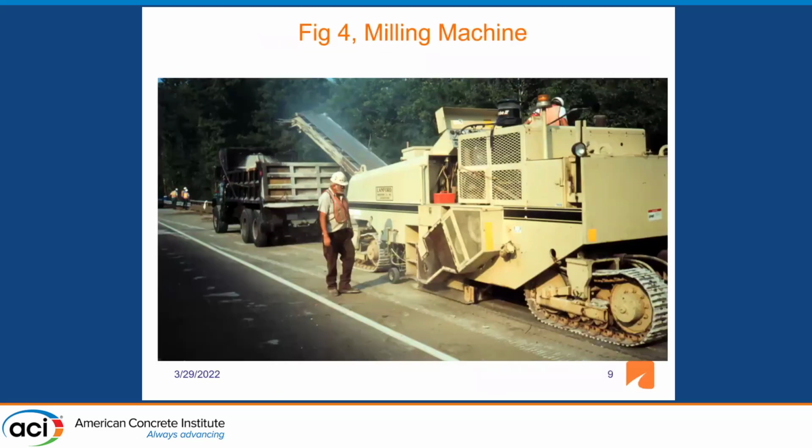Impact hammers are being used. This is a milling machine, and you've got a rotating drum inside of here. This is the most common way historically for removing concrete on bridge decks. Say 3/4 of an inch of the surface is milled off, and then you come back with an 1 1/4 overlay.